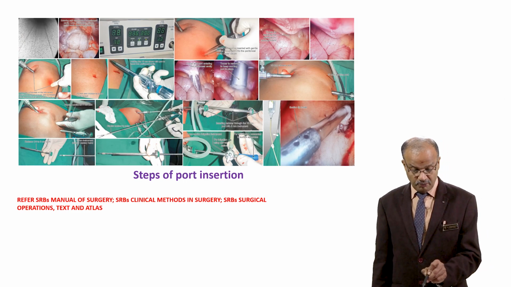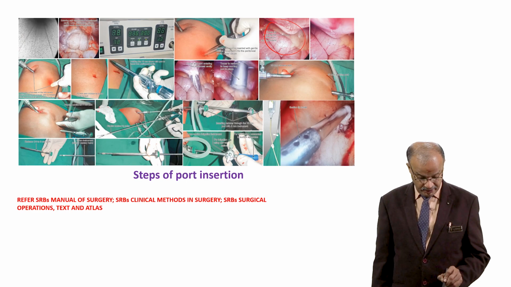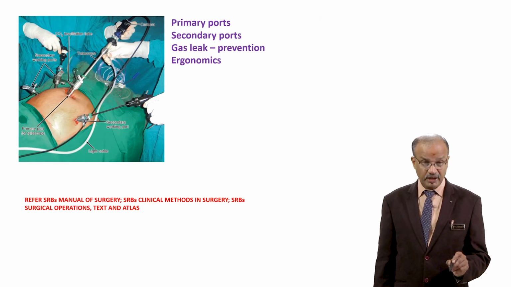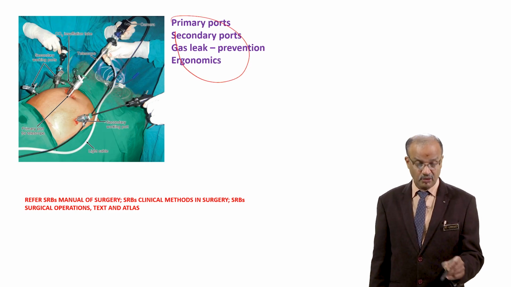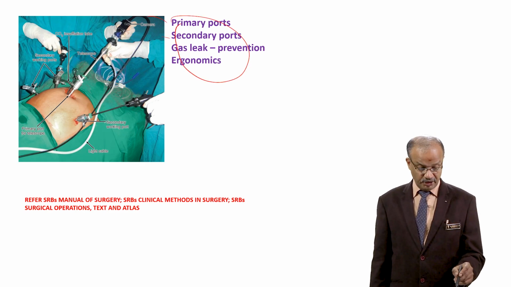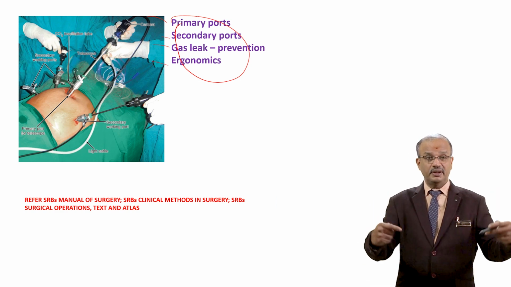Then further ports, when you put them, are always put under vision. See that the peritoneum is indenting there. So primary port, secondary port, gas leak prevention, and ergonomics are the most important things. The primary port is for the camera, the secondary port for working, and gas leak prevention is important. Ergonomics and triangulation are very important.